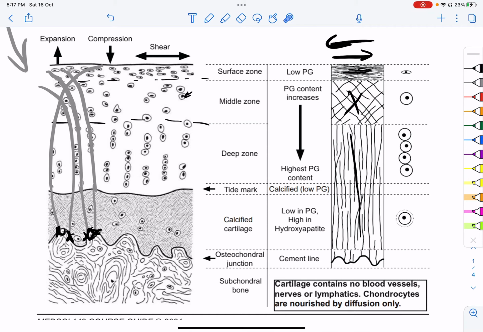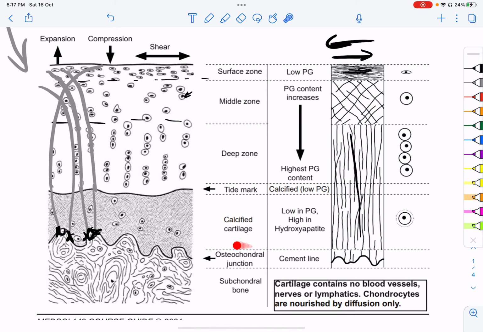And just to finish it off, we'll go through the areas. The surface zone is at the top of the articular cartilage. Then we have that middle zone where the fibers are going in a diagonal motion. Then we have the deep zone. These ones are pretty easy to remember: surface, middle, deep. Then you have the tide mark, which shows the difference between the straight cartilage and then the calcified cartilage. So deep zone, tide mark, calcified cartilage.